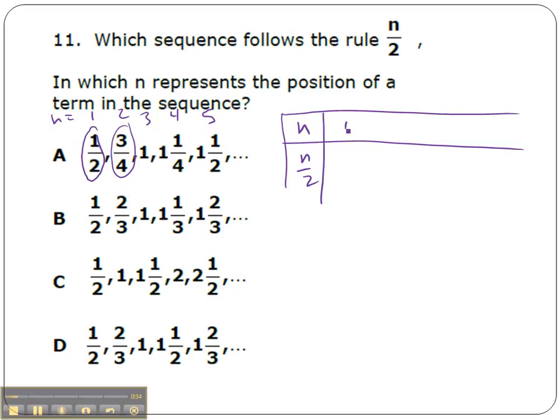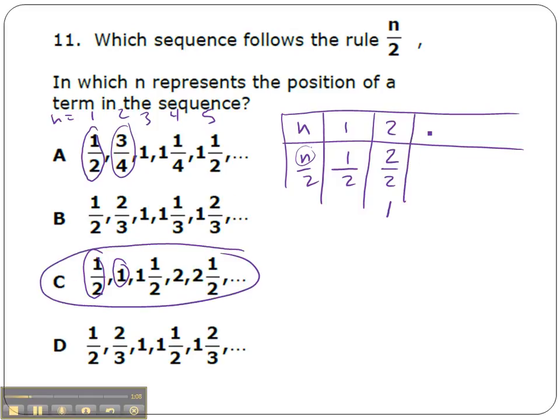And we'll try different values of n. N equals 1. All we do is rewrite the rule. Instead of writing n, we write 1. N is 1. So instead of n over 2, we have 1 over 2. That's just a half. And all four sequences you see start with 1/2, so that doesn't help yet. If n equals 2, we put 2 where we see n. 2 over 2. 2 over 2 is the same as 2 divided by 2. That equals 1 whole. So looks like we're done, because the only sequence that has 1/2 and then 1 whole is C.